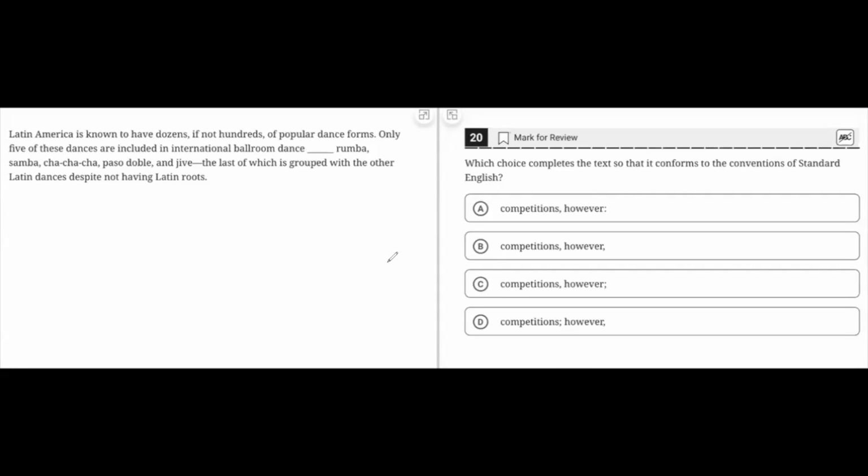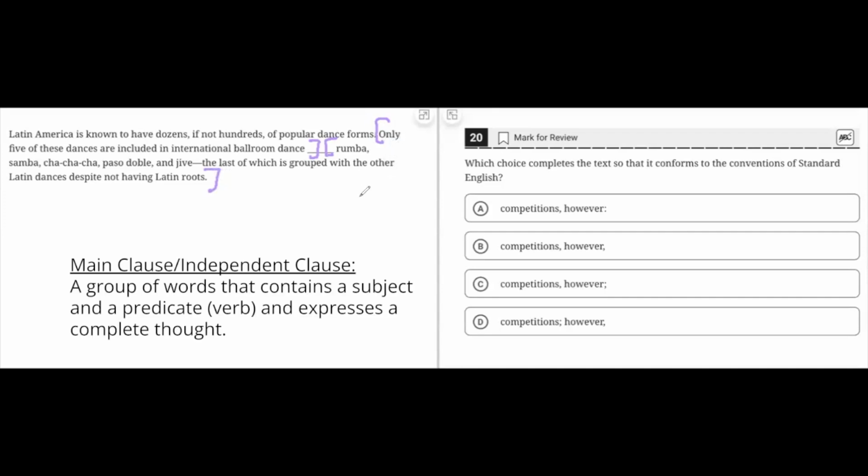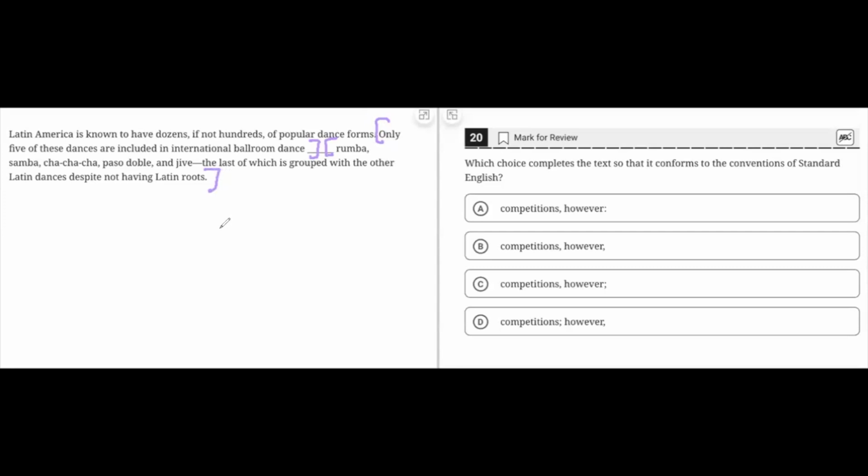So the big question is, does however belong with the first main clause, or rather the only main clause of the second sentence? Or does it belong with this part here of the second sentence, which lists off all of the dances featured in international ballroom dance competitions? So this first part here, when I say that it's a main clause, that's also known as an independent clause. Independent clauses contain a subject, a verb, and a complete thought. They can stand on their own. If you were to read this, it would make sense, and you could put a period after it and it would be grammatically correct.